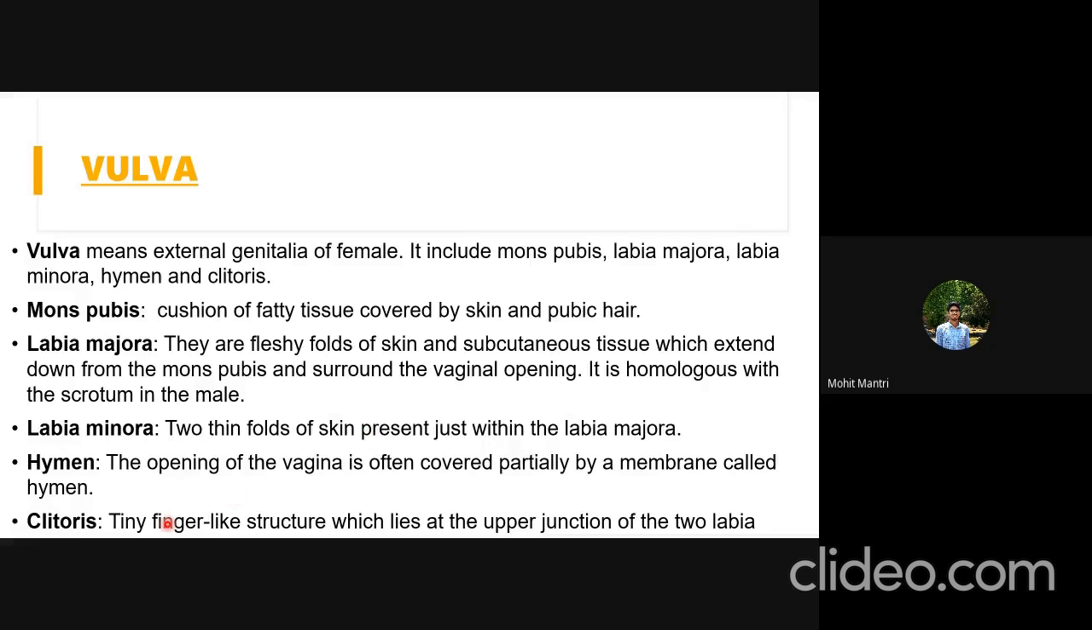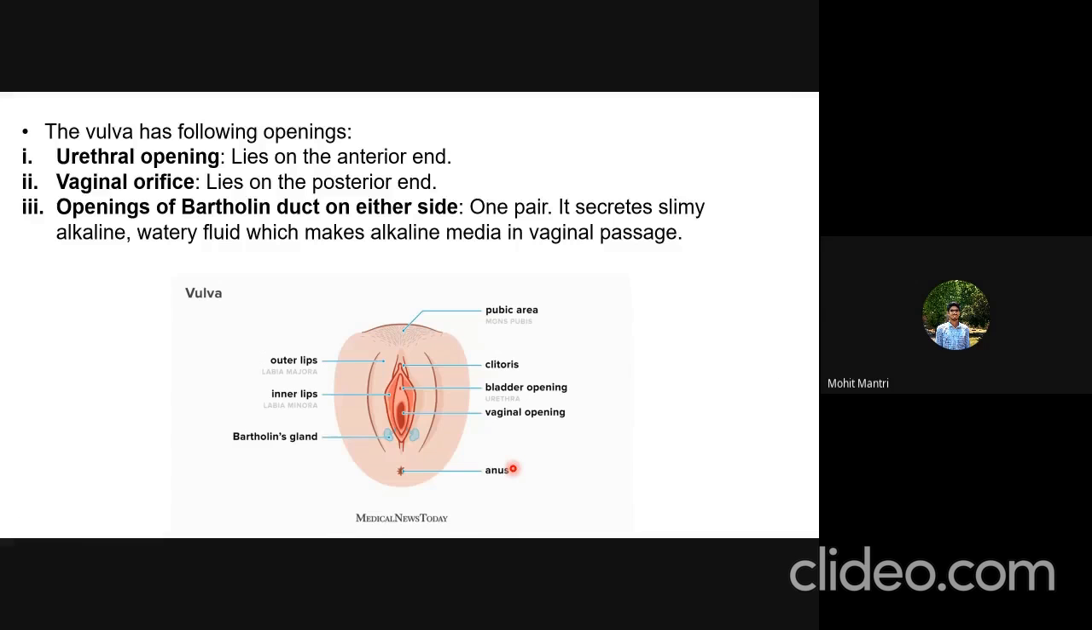Then comes the clitoris. It is a tiny finger-like structure which lies at the upper junction of the two labia minora, above the urethral opening. This is the urethral opening, and above that there is a small finger-like projection known as the clitoris, which is homologous to the penis in males. The clitoris consists of erectile tissue and also has many sensory nerves which send signals to the brain, and due to parasympathetic impulses, NO, nitric oxide, is released, which causes erection in the erectile tissue of the clitoris.